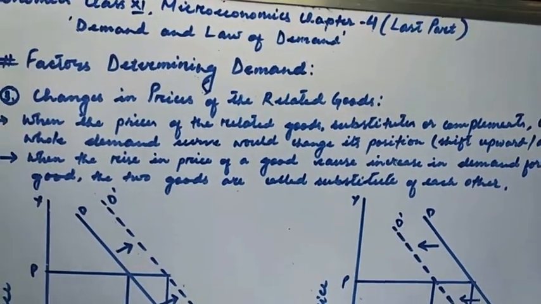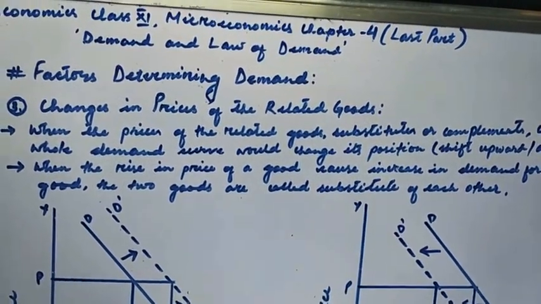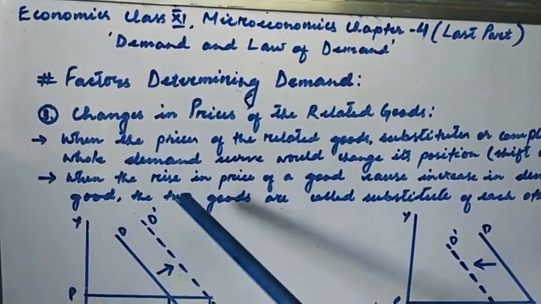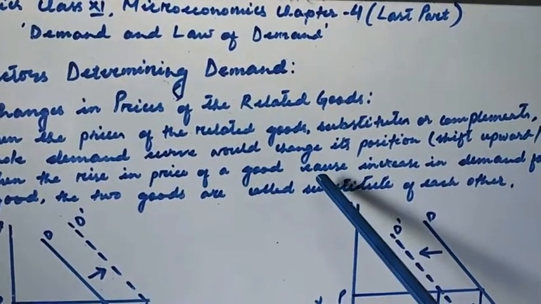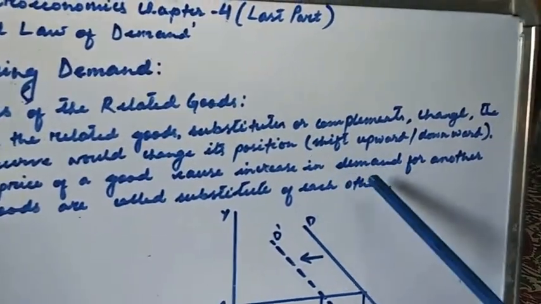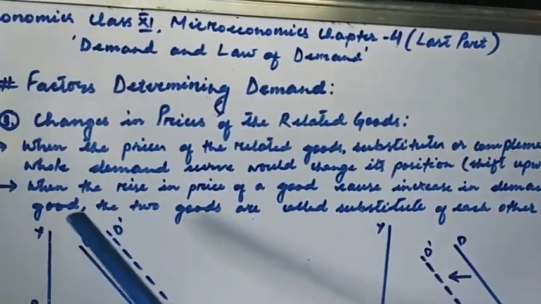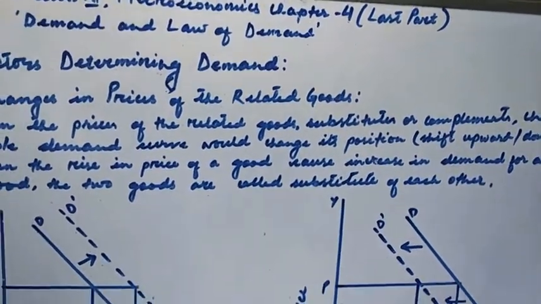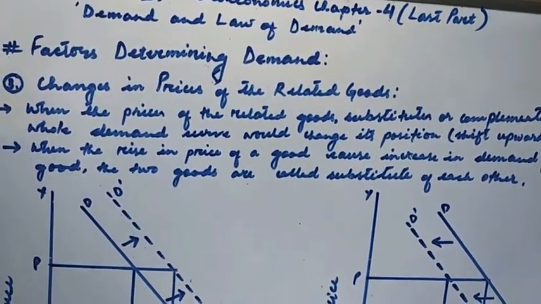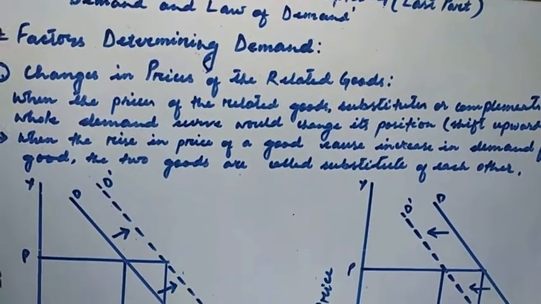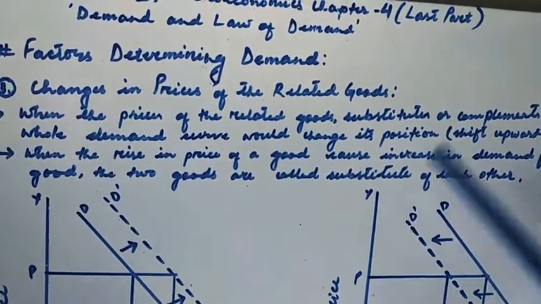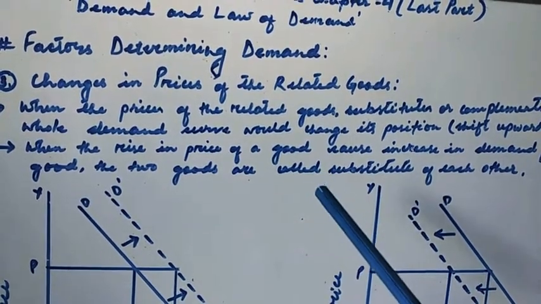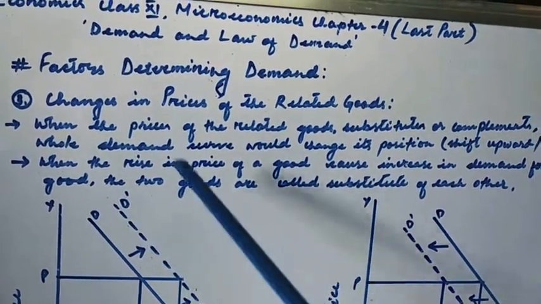So, in order to understand this, we have to know what close substitutes or substitute goods are. When the rise in price of a good causes an increase in the demand for another good, the two goods are called substitutes of each other. Suppose we take the example of coffee and tea. How do we explain that coffee and tea are substitutes in this context?